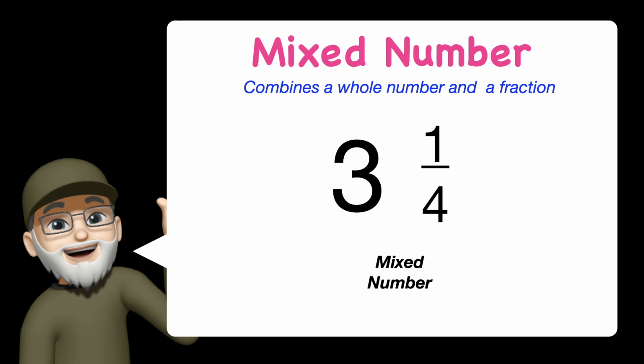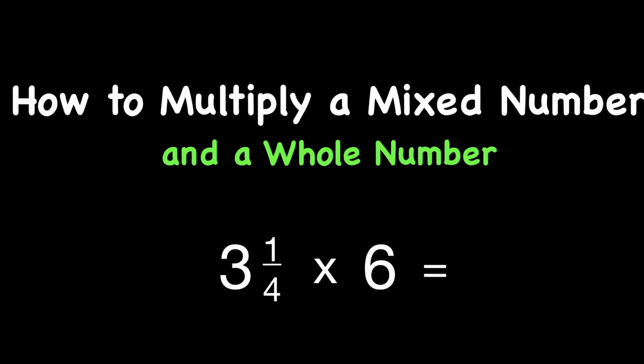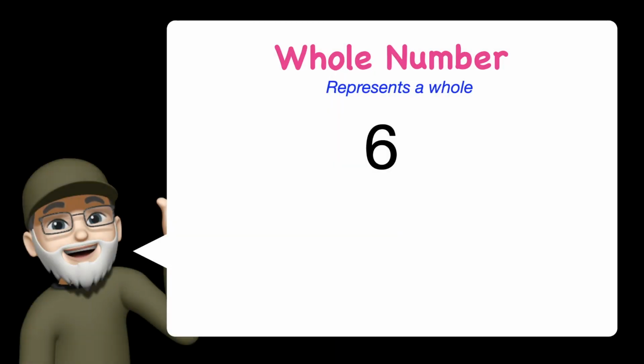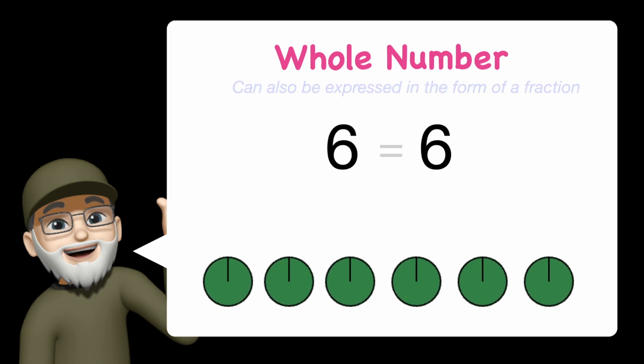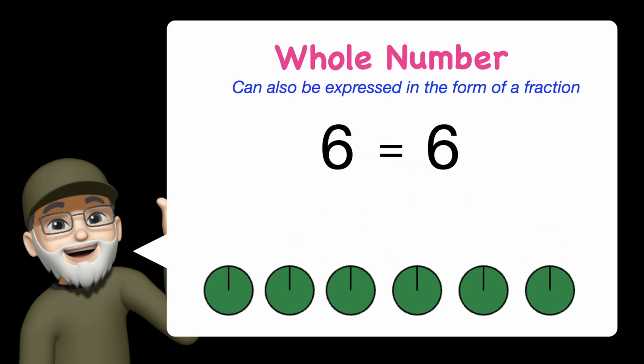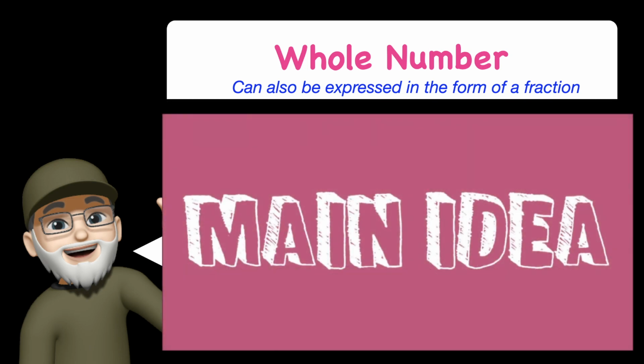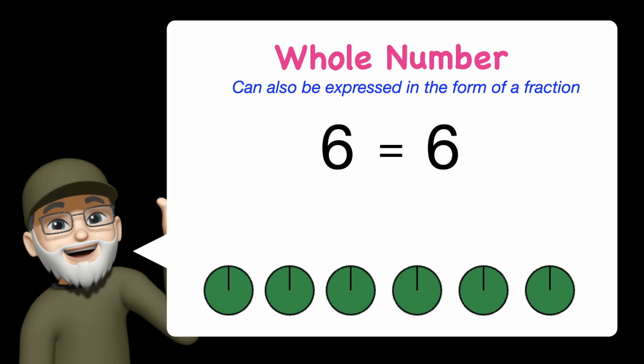In this case, 3 and 1/4. We're multiplying the mixed number by a whole number today, so let's look at that. A whole number represents a whole. For example, 6 in this case would be 6 whole circles. A whole number can also be expressed in the form of a fraction, and that is our main idea for today's lesson, is that we can express a whole number in the form of a fraction.